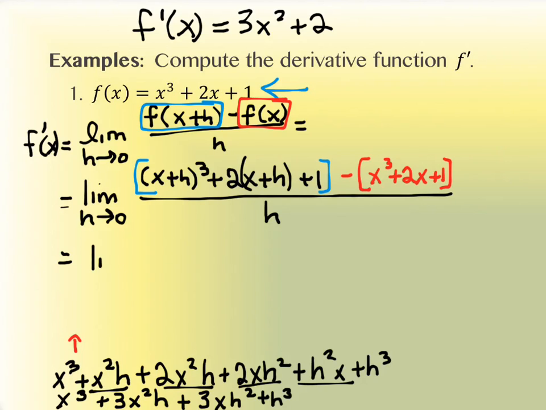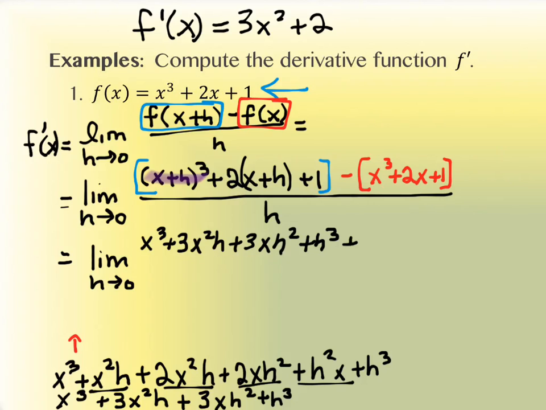So let me use this notation again. Limit h approaches 0 of x cubed plus 3x squared h plus 3xh squared plus h cubed. And all that was this piece right here, the part that I just highlighted. We still have the rest of it too. So I also have what?